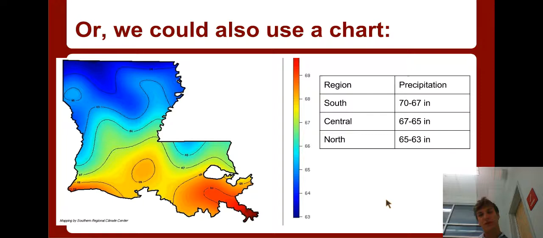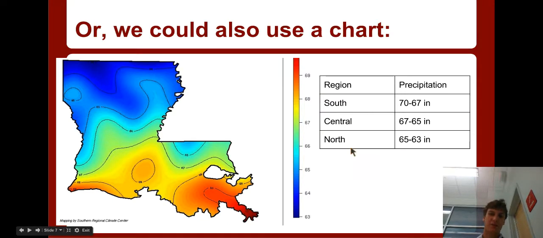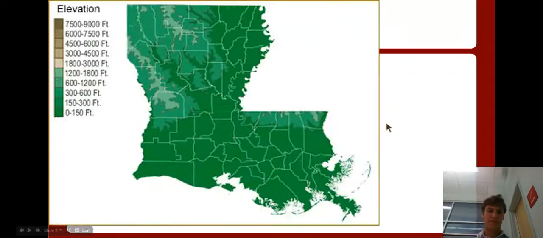We could also use a chart to show the same information. So you've got the different regions, south, central, and then north, and you can tell the same information here in a chart. Think about which one is better to show this information, the map or the chart, because that kind of question is going to come up more again.